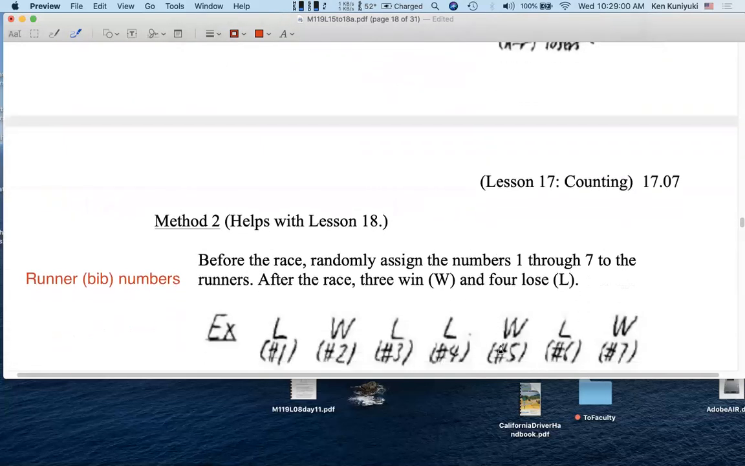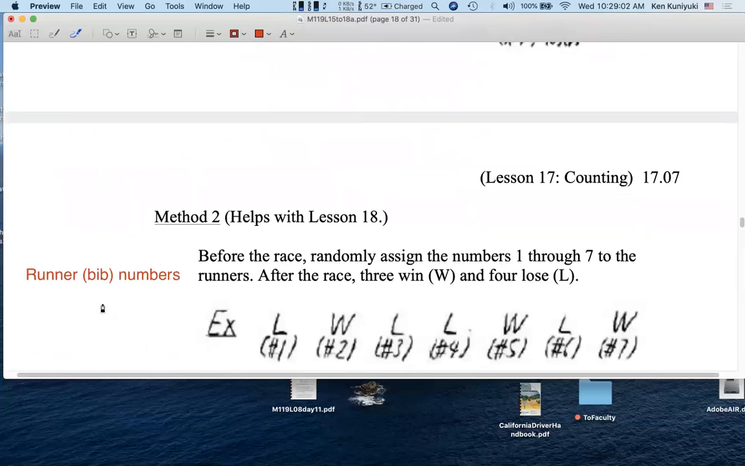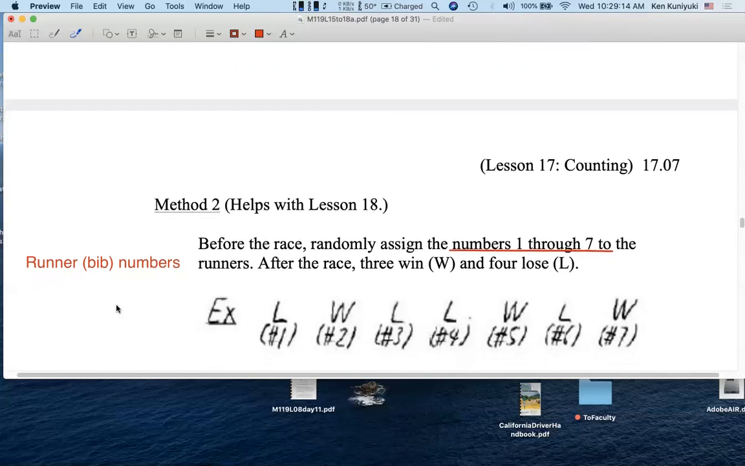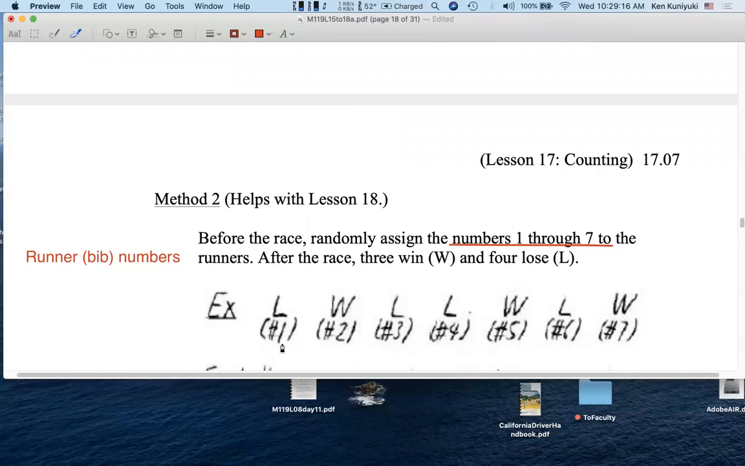Here's another way to look at it. Let's say that you assign the numbers 1 through 7 to the 7 runners. These are called the bib numbers, the numbers that runners have on their backs. Before the race, they're assigned. After the race, you take a photo. Here's runner number 1 all the way through runner number 7. And we're being kind of rude. We're putting a big L on the runners who have lost and a big W on the runners who have won, the medals.